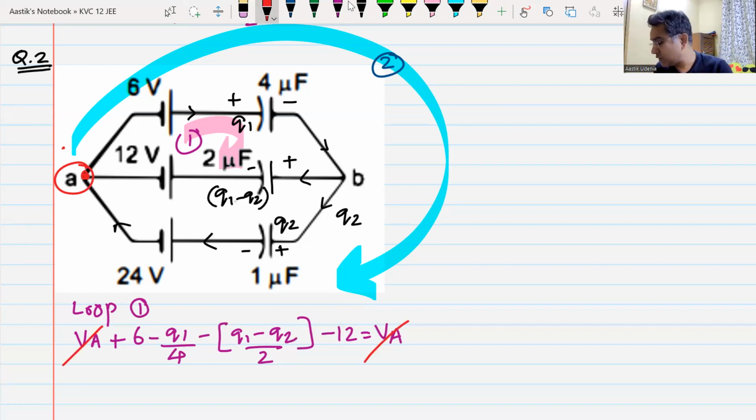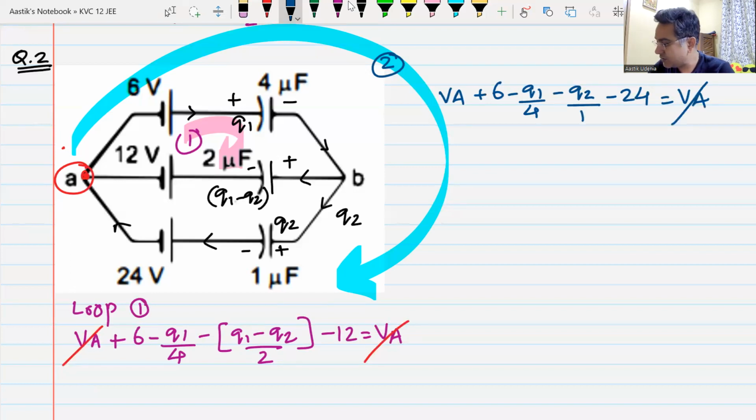This is the equation in loop number 1. What is the equation in loop number 2? VA plus 6 minus Q1 by 4, minus Q2 by 1, minus 24, equals VA. You should be able to solve these two equations. Remember, our aim is not to get Q1 and Q2. Our aim is to get only the potential drop between this point A and this point B.